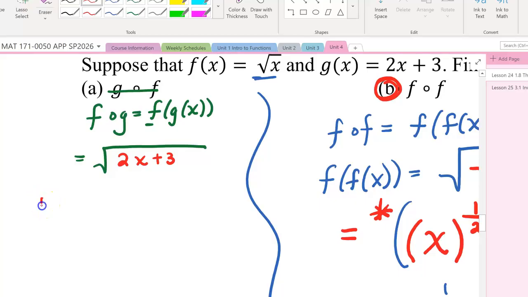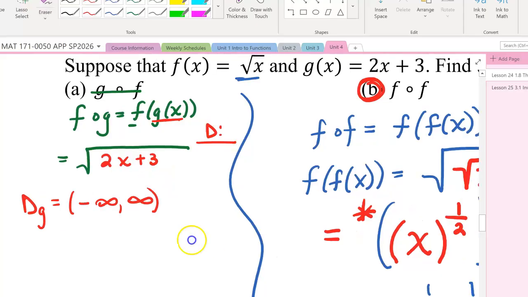So now if I look at the domain, first I have to consider the domain of the embedded function, but g of x is 2x plus 3. Well, that's just a linear function, no fractions, no radicals, so the domain of that is all real numbers. Then I have to look at the domain of the composed function. Well, this is a radical.